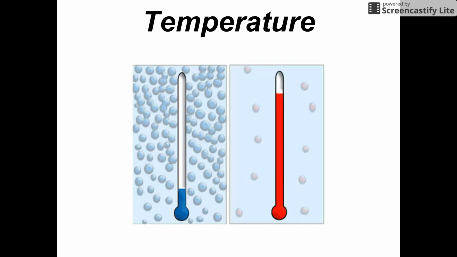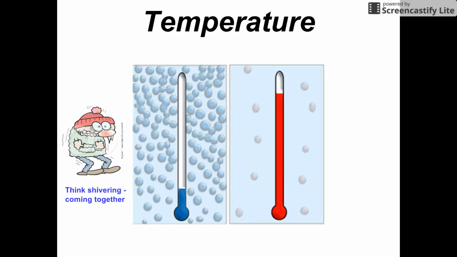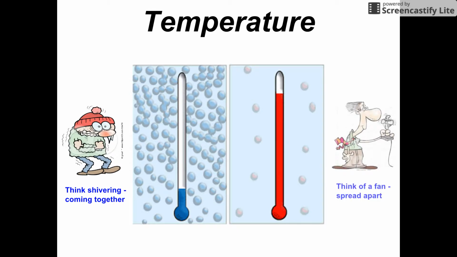Temperature. Remember what happens when the temperature of gases or liquids change? As gases or liquids cool, the molecules slow down and move closer together. Think, I'm cold. As the molecules heat up, the molecules speed up, bounce into each other, and spread apart.